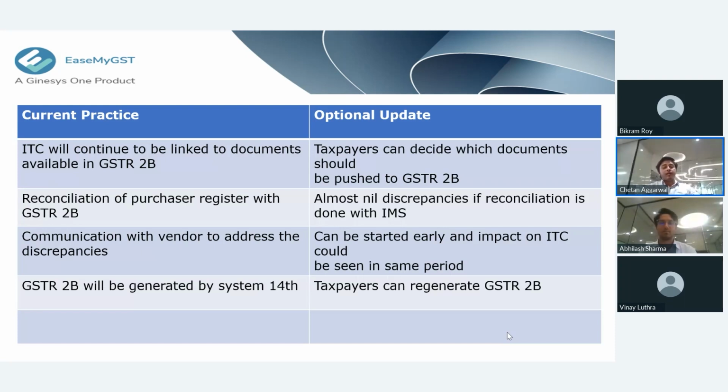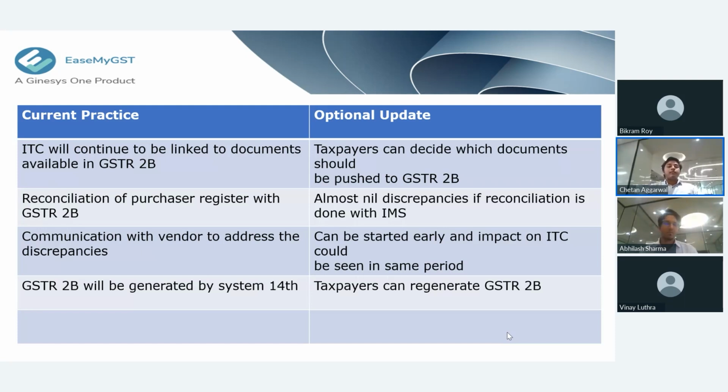But in the optional update, the taxpayer can decide which document should be pushed to GSTR 2B while accepting the invoice. The second point is reconciliation of the purchase register with GSTR 2B. This is similar to point one. Like in the previous month, we had to reconcile the invoices with our 2B, but now with the help of the IMS, the invoice management system, there are almost nil discrepancies. So now we don't need to reconcile the invoices if we are using the IMS from the GST portal.